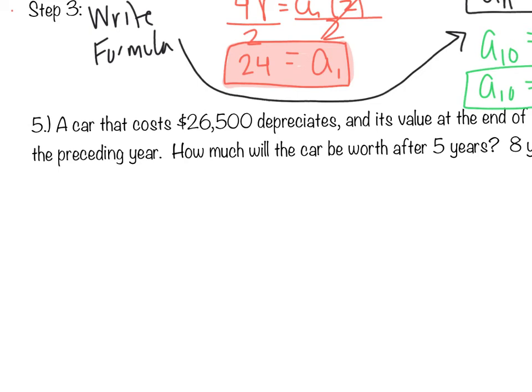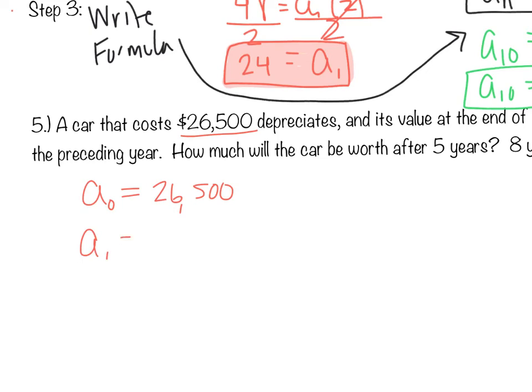26,500 was the initial cost, not after the first year. So a sub 1 would be after the first year. Otherwise, it'd be weird. You'd have a sub 2 being after the first year. It's just messy. So in math and mostly in physics, when you have an initial value, we call that a sub 0 or a naught. You might hear that in physics, a naught. a sub 0 is going to be an initial cost, but it's not actually the number we're looking for. We need a sub 1.